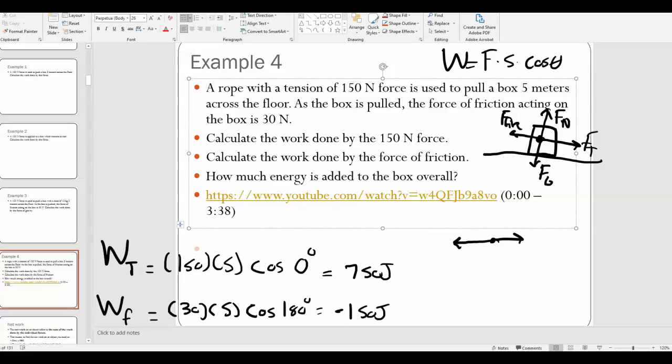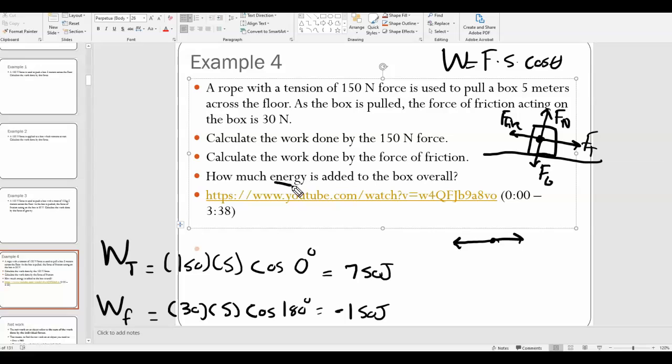Now the last question, how much energy is added to the box? Here's the thing. The work done by the force of gravity is 0 joules. We actually saw that in the last problem. The work done by the normal force is also 0 joules for the exact same reason: the normal force is at a 90-degree angle to the displacement. In other words, theta would be 90 degrees if you were to calculate the work done by the normal force. So there's 4 different forces acting on the box, but 2 of those forces don't do any work.